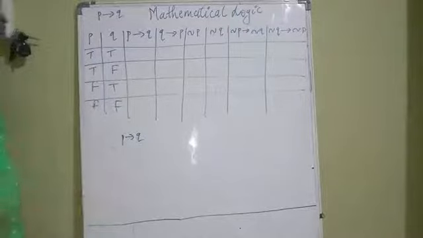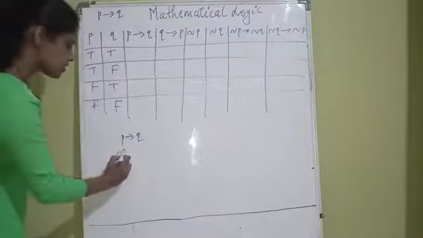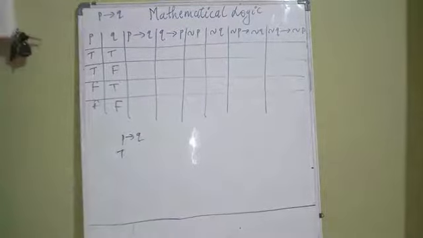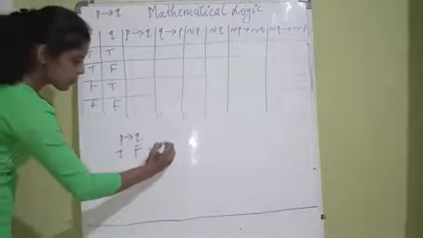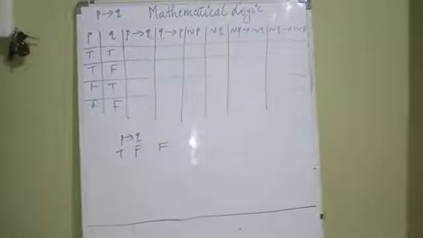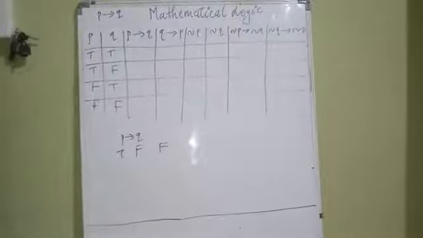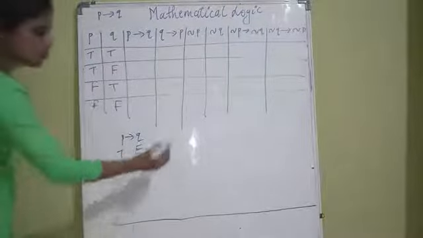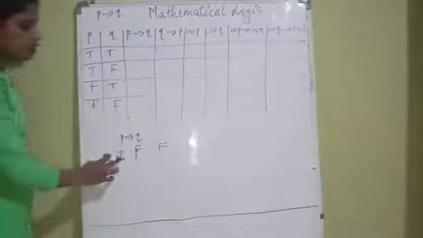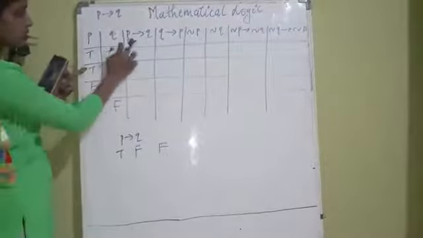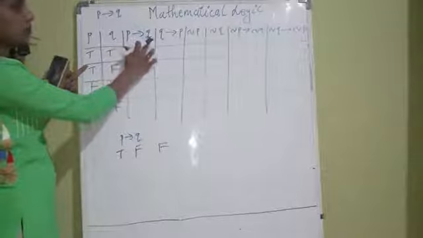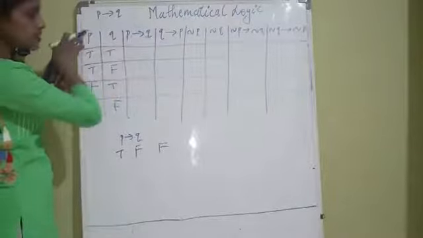So how to find the truth value in this truth table? The truth table for the implication is false only for true, false; the remaining are true only. Only true, false is false. So where is the true, false in this? We need to find P implies Q. So P implies Q. See the direction.